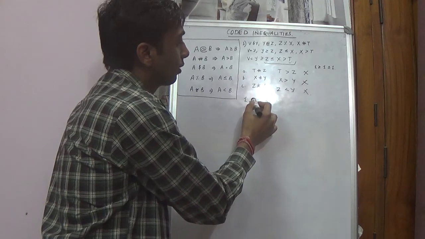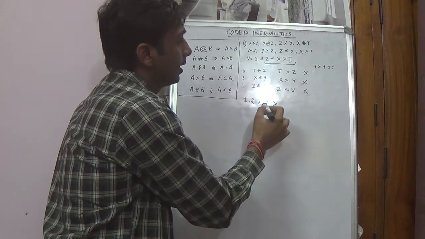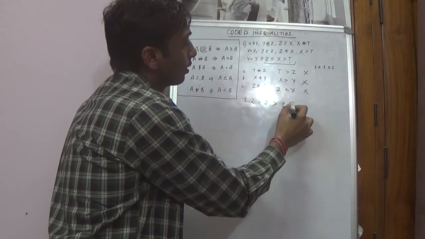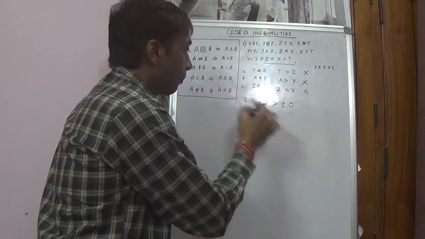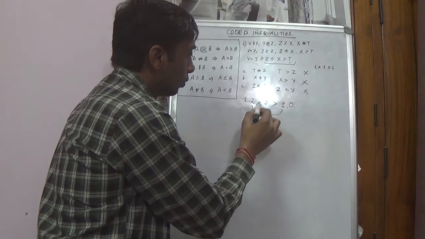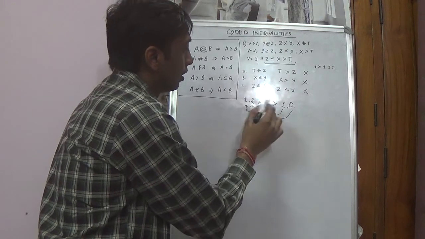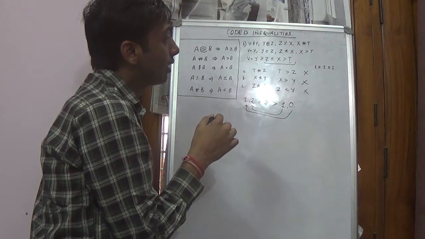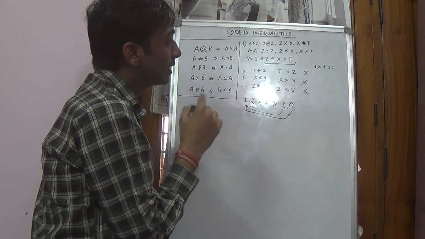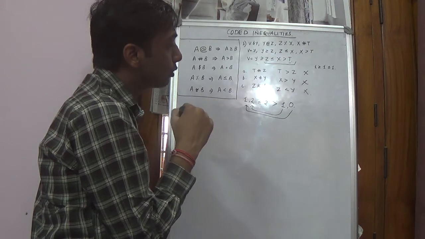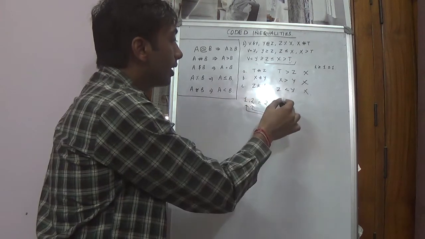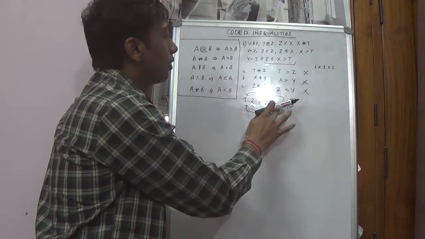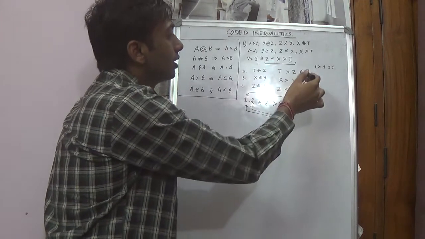So it could be 1, it could be 2. T is less than 2, so it could be 1, it could be 0. So we can see there are possibilities where T is greater than Z, but there are also possibilities where T is equal to Z. So this doesn't hold true.